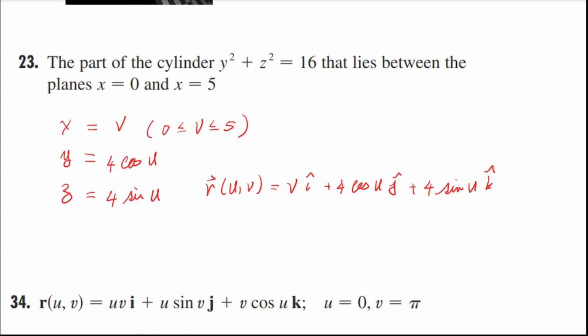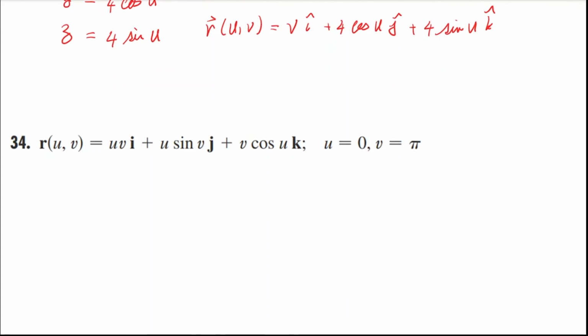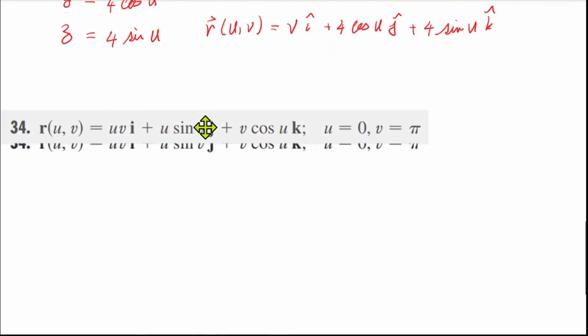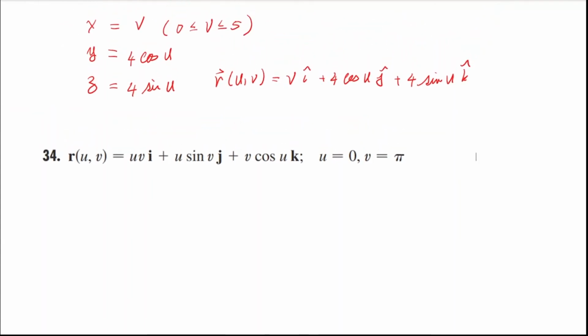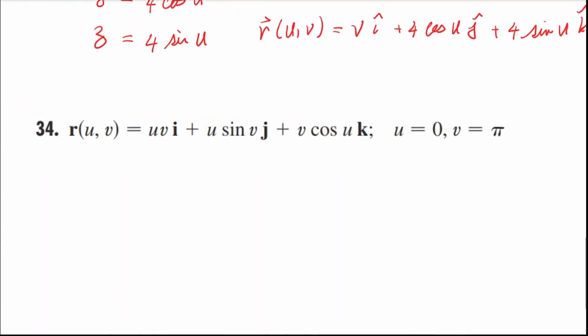Okay. Let's look at number 34. We want to find the equation of the tangent plane at x is equal to what? How are we going to do this? Because it doesn't look like we can even eliminate this thingy. At u is equal to 0 and v is equal to pi, but how does that work? Let's take a look at it.